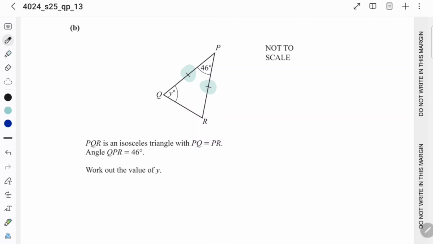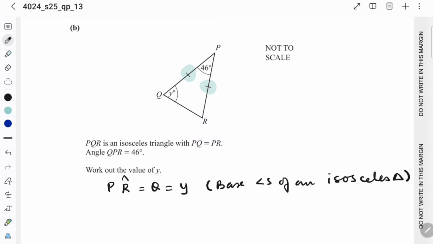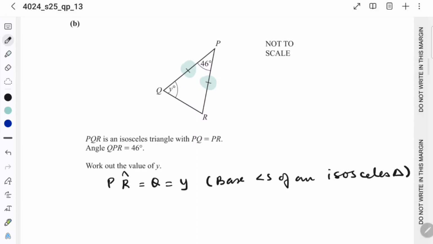So angle Q is y, so angle R will also be equal to y. PRQ is also y because these are the base angles of an isosceles triangle. The question is of 2 marks, so very simple. We have two angles y, and 46 makes 180 degrees. So that is y plus y makes 2y, plus 46 makes 180 degrees.